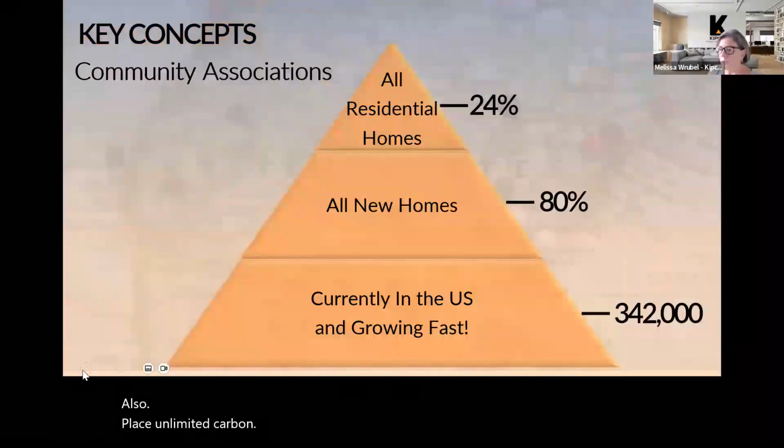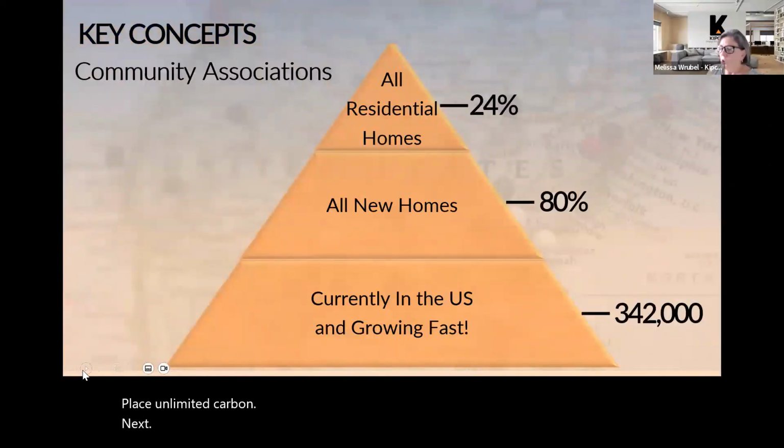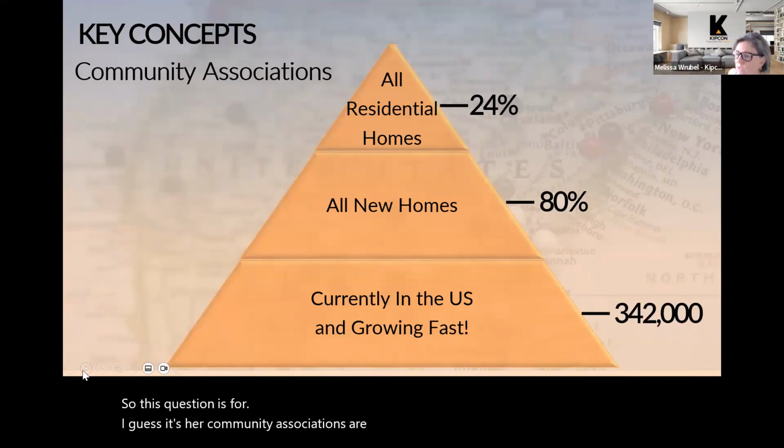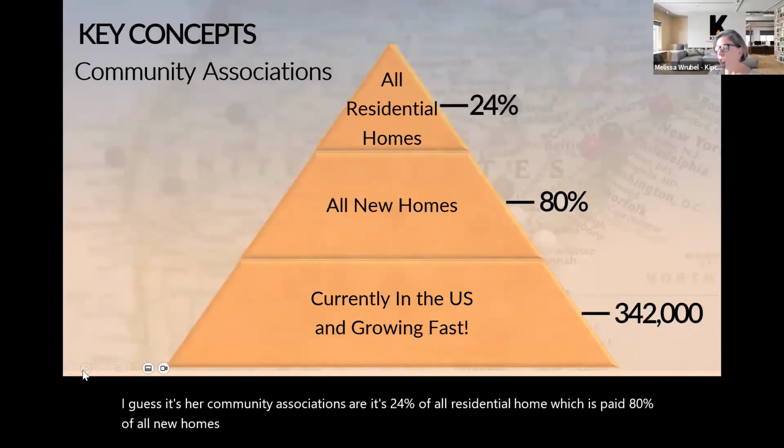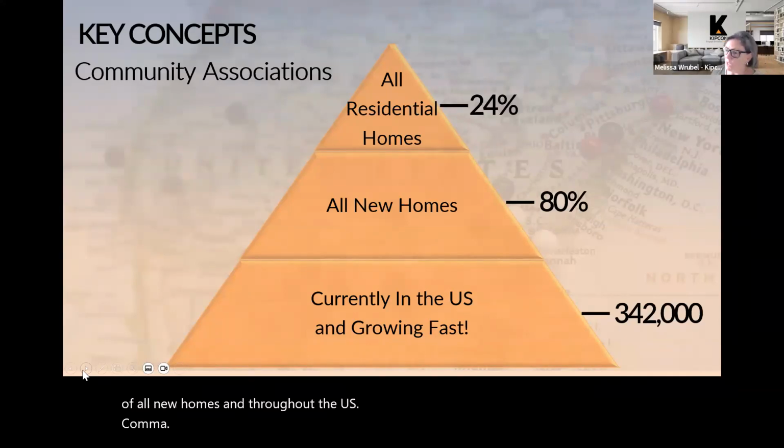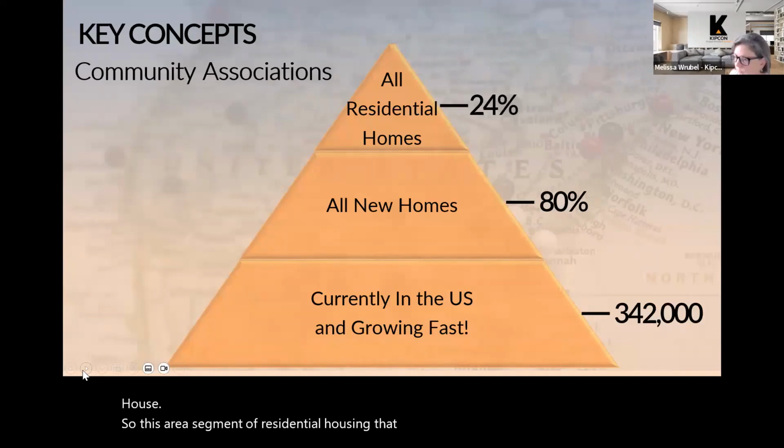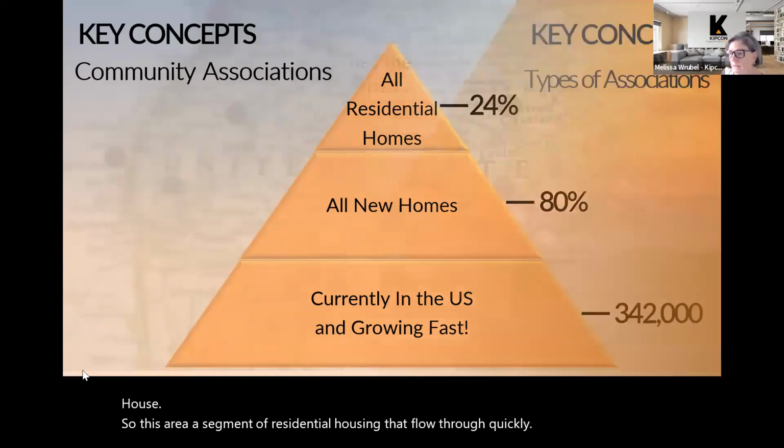Next one, Mitch. So Mitch touched on this earlier. I guess for community associations, it's 24% of all residential homes and 80% of all new homes. And throughout the US, there's approximately 342,000 community associations. So it is a segment of residential housing that is growing very quickly. Next slide.